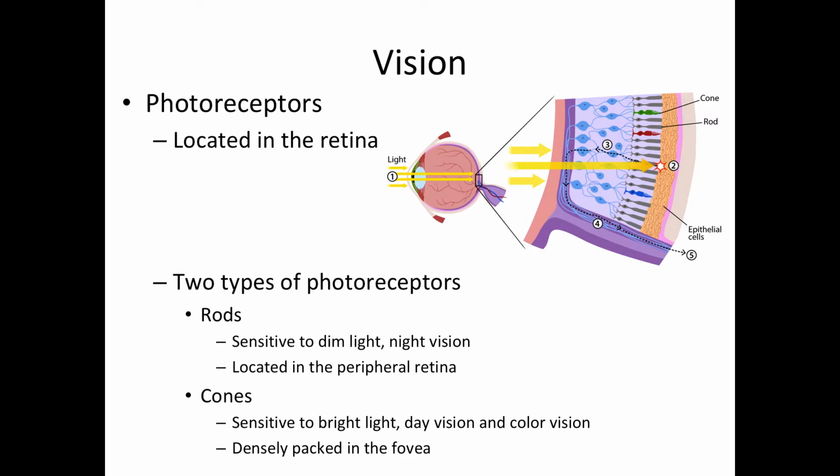So I just wanted to recap. Rods are sensitive to dim light and are important for night vision. Cones are used in daylight and are used for color vision. Cones are densely packed in the fovea, and in the fovea there are 0 rods. Rods are spread out over the periphery of the retina.